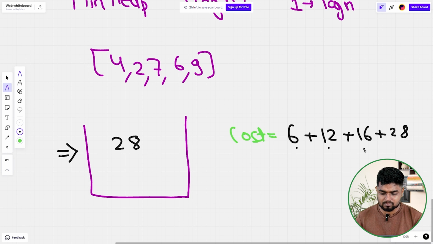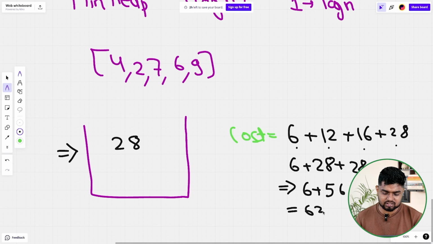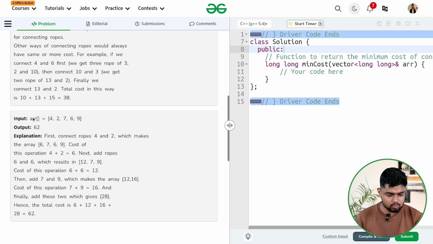So we have got 6 plus 12 plus 16 plus 28. So we have got what? 6 plus 28 plus 28. Okay, if you add this up, this would be how much? This would be basically 6 plus 56, which is going to be 62. Let's check if our answer is 62 or not. I hope it should be 62, and you can see that the expected answer is also 62.